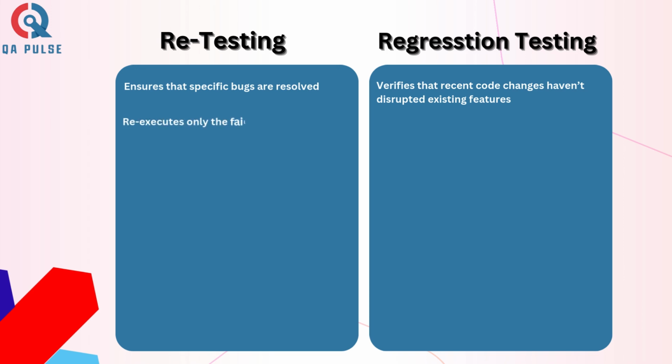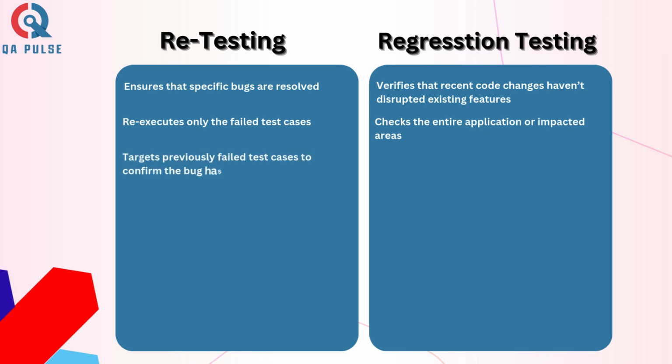Retesting only focuses on failed test cases from previous runs to confirm the bug is resolved, whereas regression testing involves testing the entire application or affected areas to confirm no issues were introduced. Retesting only re-executes the failed test cases, whereas regression testing uses a mix of old and new test cases to validate overall stability.